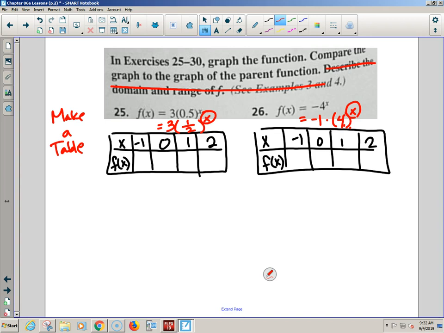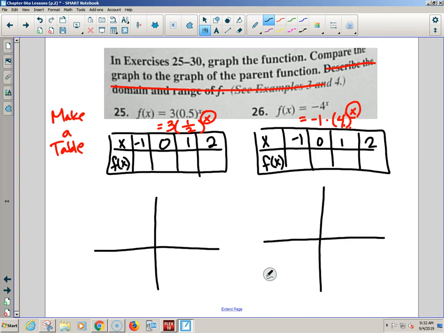Now the nice thing is, on a test, I would probably make the table for you and just ask you to fill it in, and then I would give you an X and Y and say, now sketch it. So I would be a little bit more precise than the book was. That might help you guys also.